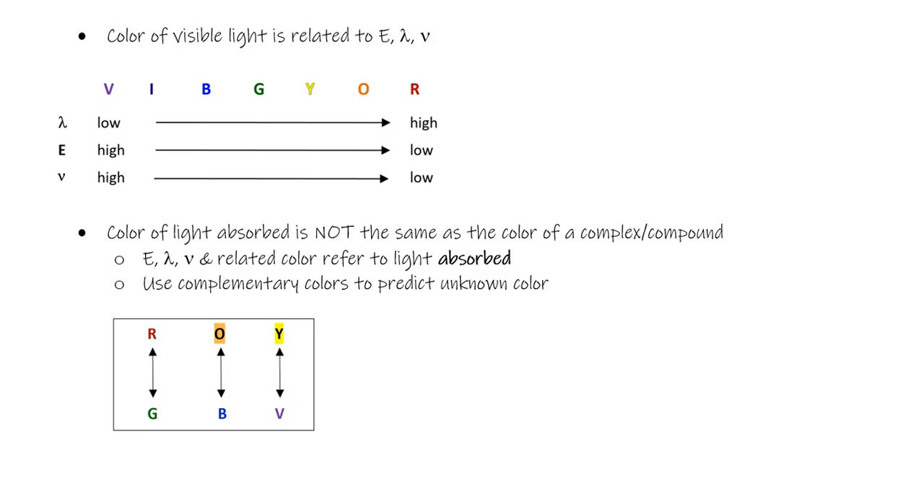These connections work in either direction, whether you are starting with the color absorbed and want to predict the color of the complex, or if you're given the color of the complex and want to predict the color of light absorbed. The common mistake with these types of problems is to skip this step and to relate the color of a complex to the relative trend in wavelength, energy, or frequency. So we'll work through a few examples of the calculations, and then we'll move on to a couple problems involving the colors. So in our first example, we are given a wavelength, and we are trying to calculate the energy.